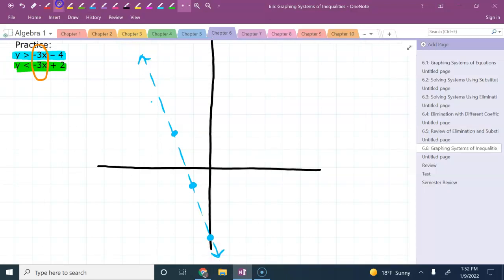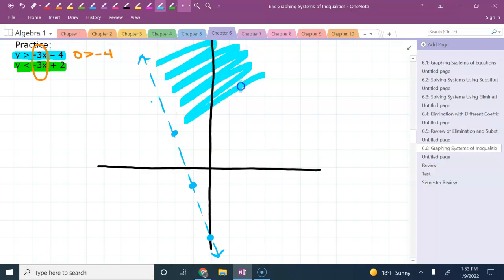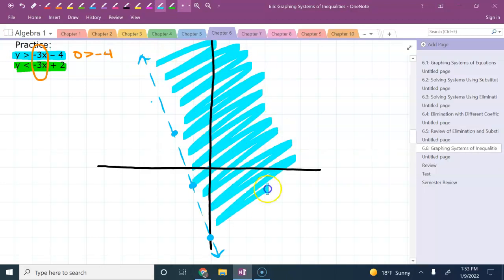Okay, to shade on this one, if you put 0, 0 in, you should have been left with 0 is greater than -4, which is true. So we're going to shade over on this side of the line because I want to include 0, 0.